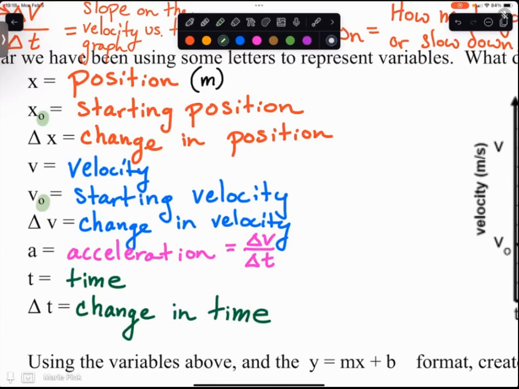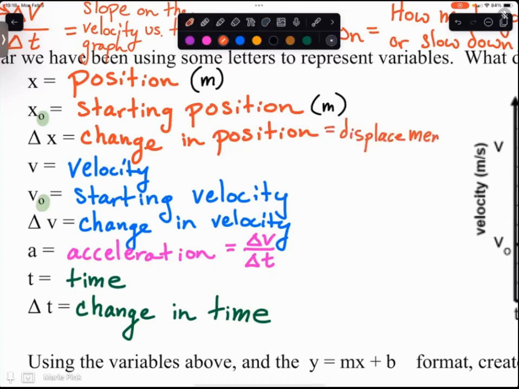Okay, so this then is your starting position, in meters, because it's also measured in meters. If I wanted to know how much my position changes, that is also in meters. But the other thing I want to mention is that this is also called displacement. Or if you were asked how far something went, that would be the same thing.